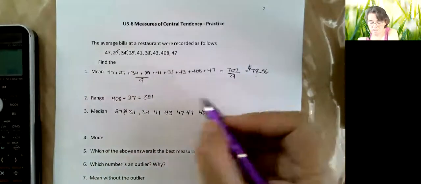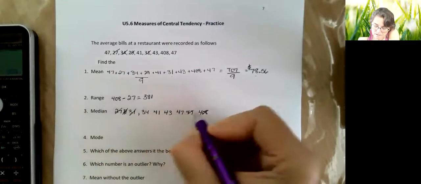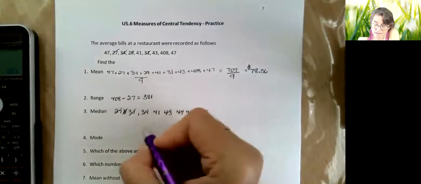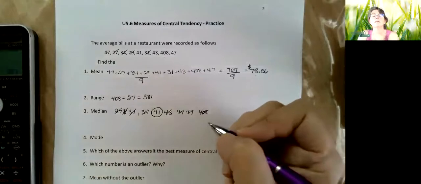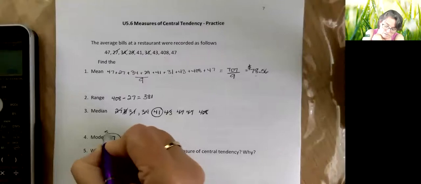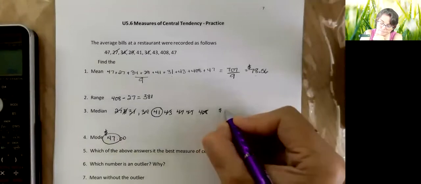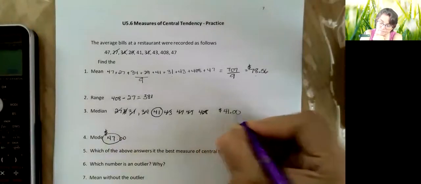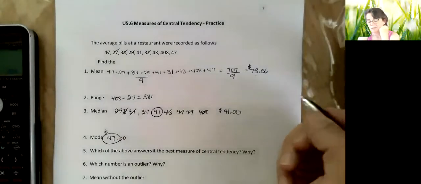Okay. So cross them off as we go. And I knew there were 9 data points, so I should end up with one number in the middle. All right, so 41 is the median, and mode. That's why it's nice to have an order. There are 2 47s. Going with my theory, 2 decimal places.